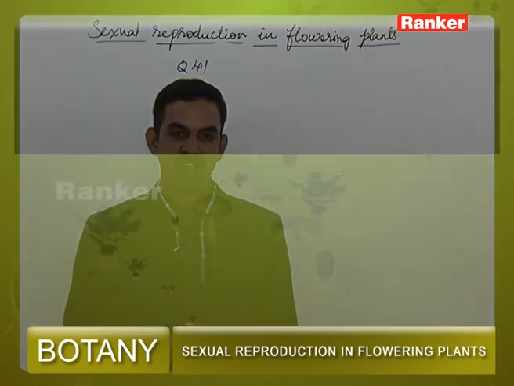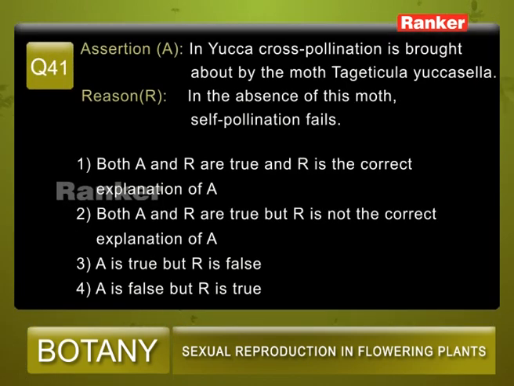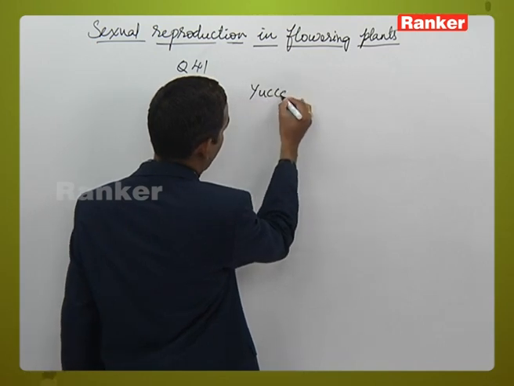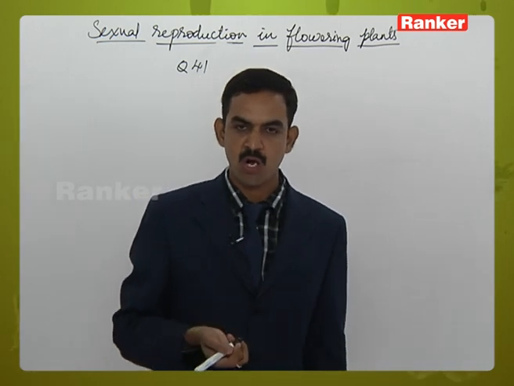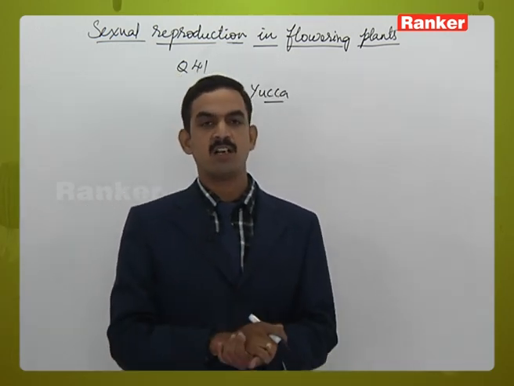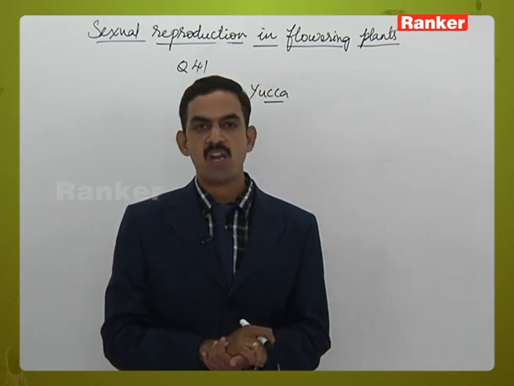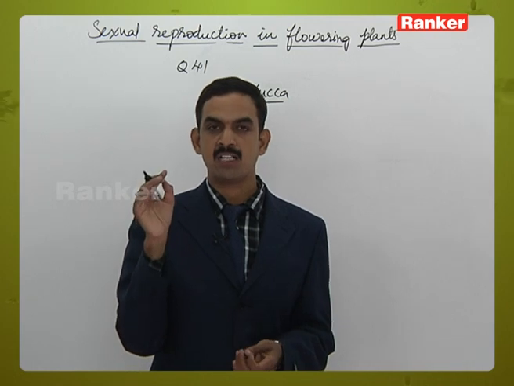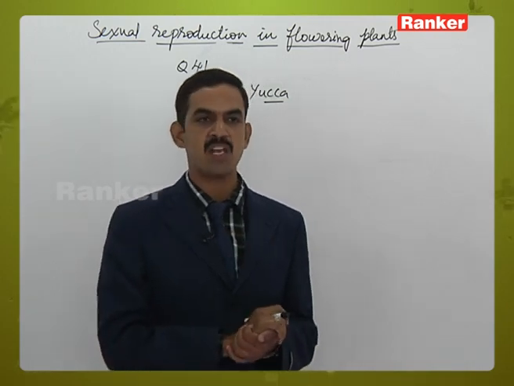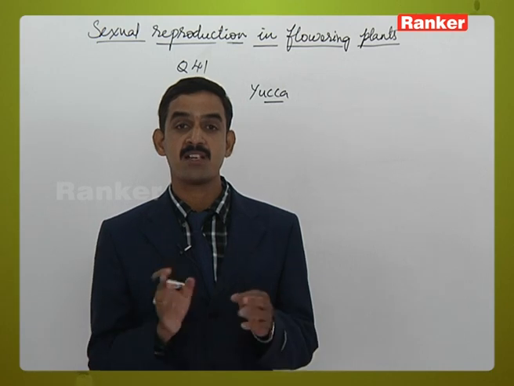Okay. Question number 41, assertion: in yucca, cross pollination is brought about by moth Tegeticula yuccasella. Reason: in the absence of this moth, self-pollination fails. Here a plant called yucca. Yucca belongs to Liliaceae family, which is a monocot, and in this plant we can say symbiotic type of pollination is taking place. That means the agent or the moth which is responsible for pollination in this plant is very much specific.